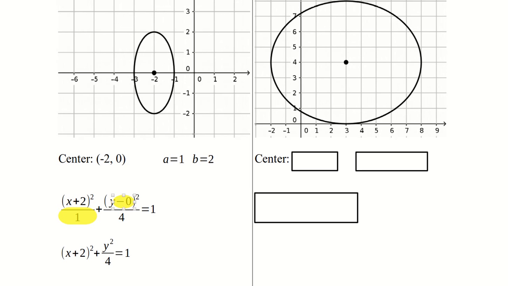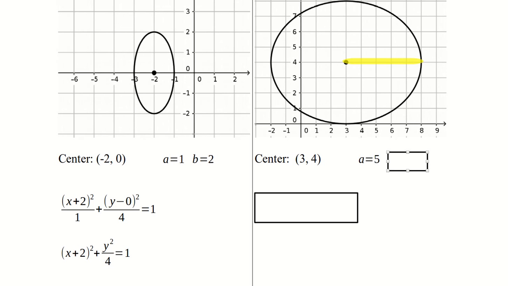Let's take a look at this second ellipse. It's given to us. We've got its center. The center is at x equals 3, y equals 4, so we know h and k already. Now we need to count out the horizontal and the vertical offsets. So from the center, we're going to count over to that vertex on the right. So 1, 2, 3, 4, 5. So it looks like a equals 5.